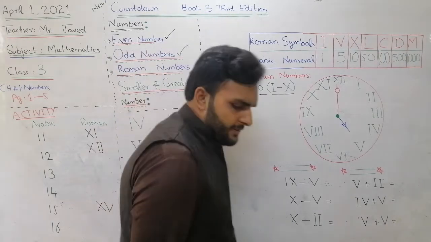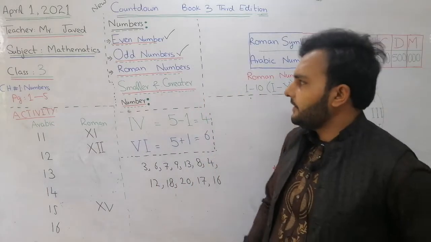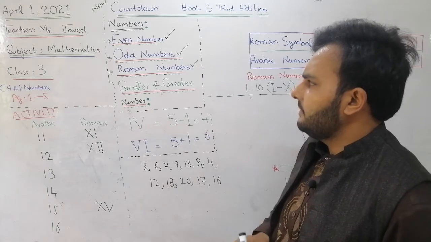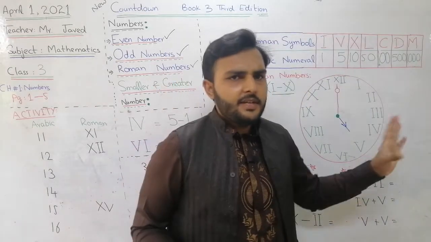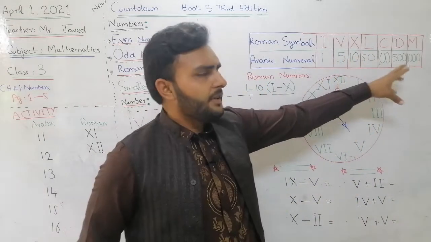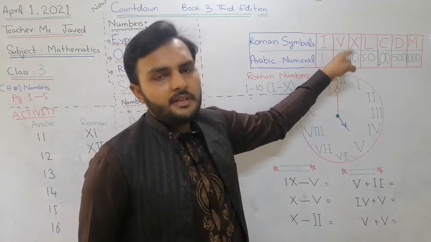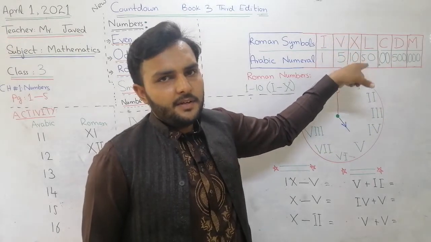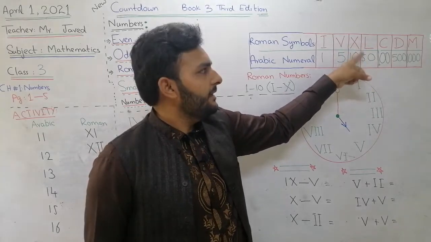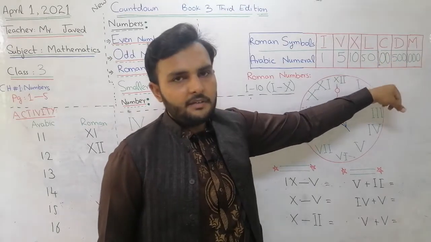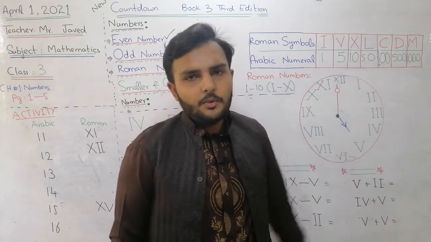Okay, all right, the next is here. Our next is Roman numbers. Roman numbers are the numbers whose main table up to 1000 is here. I is here for 1, V is for 5, X is for 10, L is for 50, C is for 100, and then D is for 500, and M is for 1000.